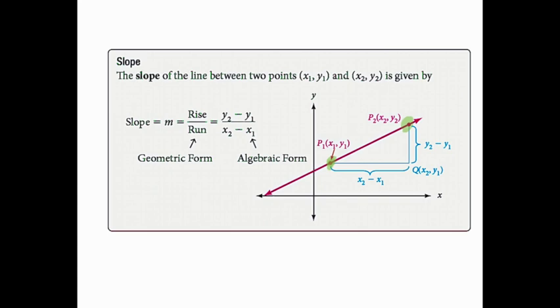if you look to see what the difference is in the y's and then divide by the difference in the x's, another way you can look at that is called the rise over run. If I want to go from this point to this point, I would find the vertical distance and then divide that by the horizontal distance.